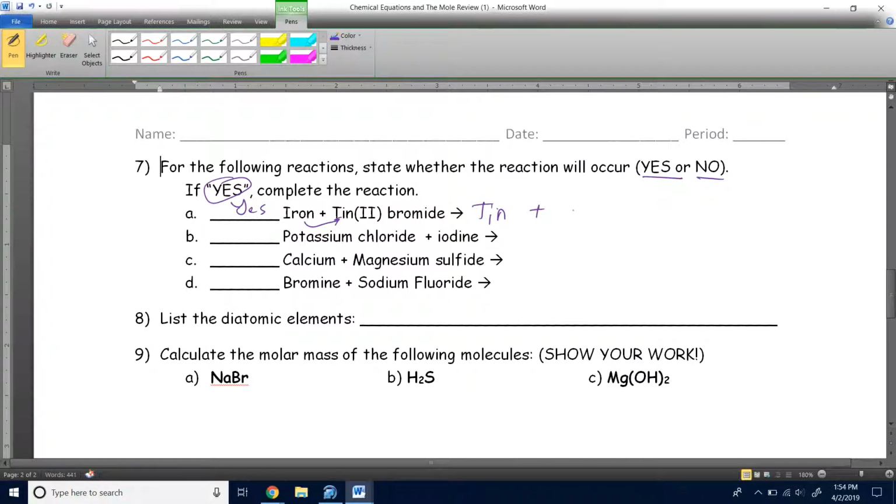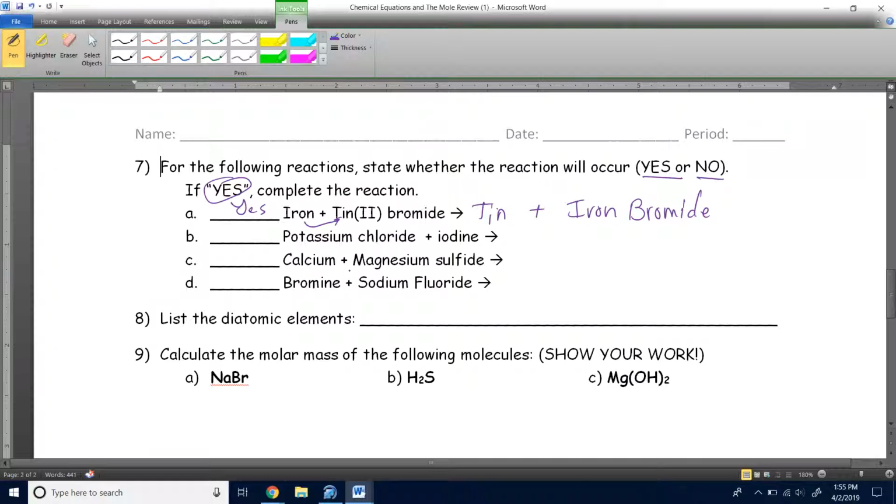And then we're going to have iron bromide. So that will be your two products: tin plus iron bromide, because the iron kicked out tin from the compound and made a new compound.